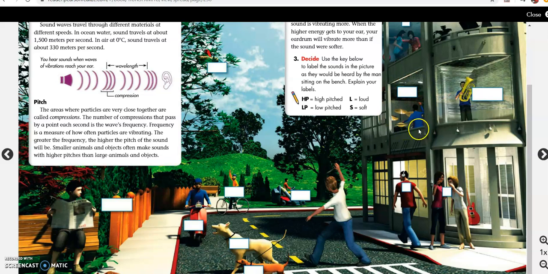This person over here that's playing the drums, he is also loud, so you'd put an L there. Drums don't really have a pitch. They can have a pitch depending on what drum you're playing, but it looks like he's playing cymbals, and those are usually marked with an X and don't have a pitch.